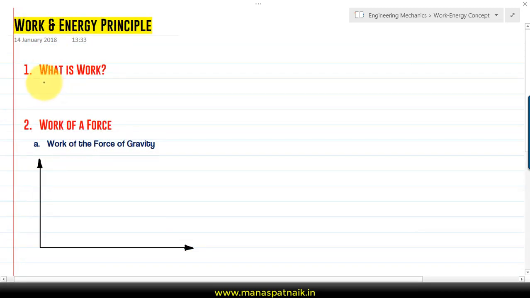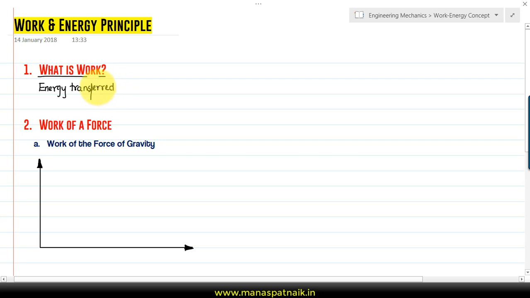So here we go. Let's kick off this session by understanding what exactly work means. Work is the energy transferred by a force. Let me just write this down: energy transferred. So this is essentially associated with work.